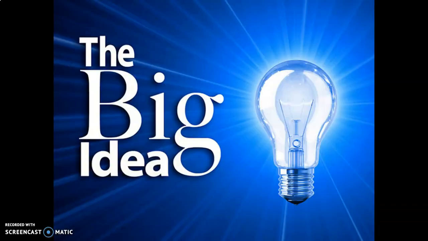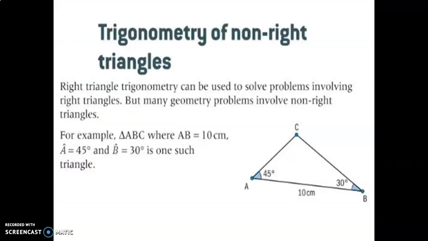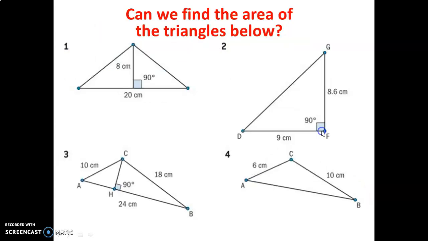Let's talk about a very big idea in the world of trigonometry. So first of all, we began with right triangles. In right triangle trigonometry, we could use it to solve parts of right triangles, but many geometry problems involve non-right triangles. For example, this triangle, we can see it's not a right triangle, but we do know some angles and a side. It turns out that in this triangle, we can use some trigonometry to help us find missing parts, although it's not exactly the trigonometry we know.